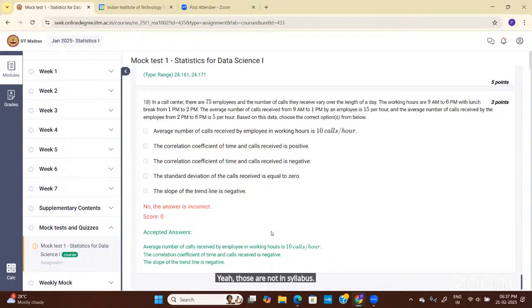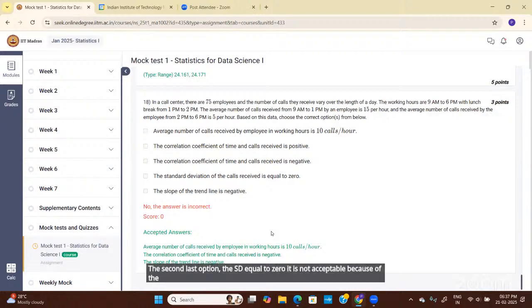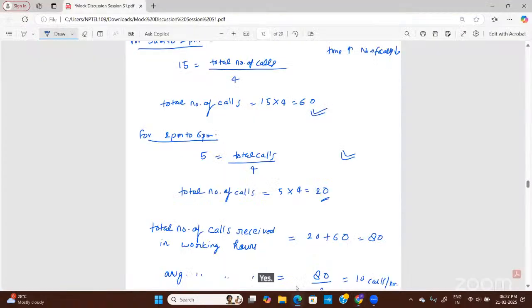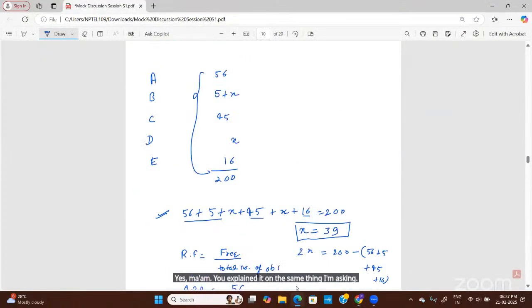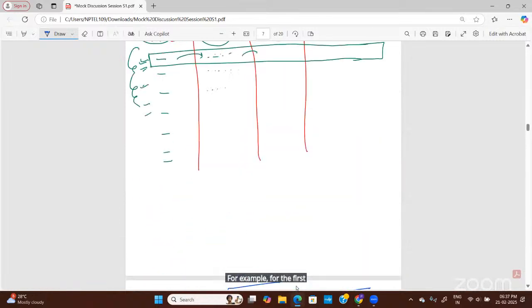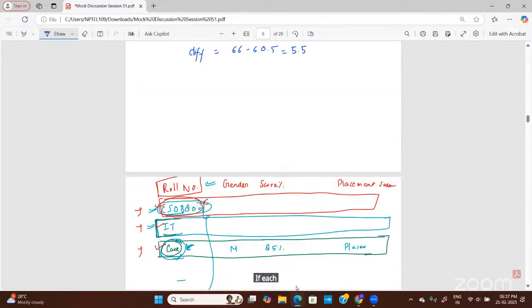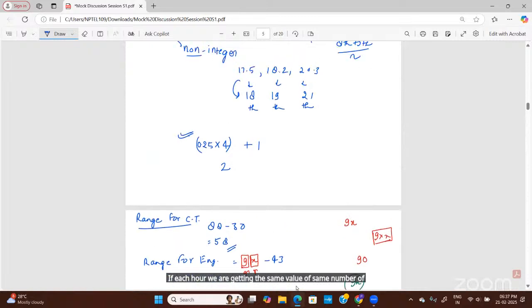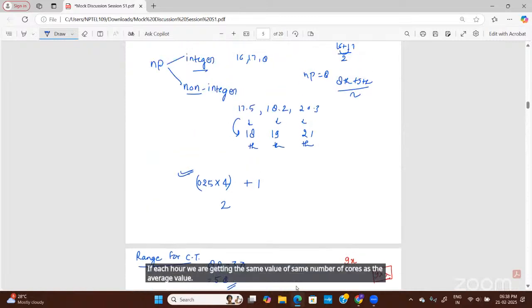Ma'am, the second last option, that SD equal to 0, is not acceptable because we don't have the data set, right? No, because we are assuming that. I have already explained this part to you. Yes, ma'am, you explained it, but that is the same thing I'm asking. For example, for the first period of time, if each hour we are getting the same number of calls as the average value, only then it will be 0.